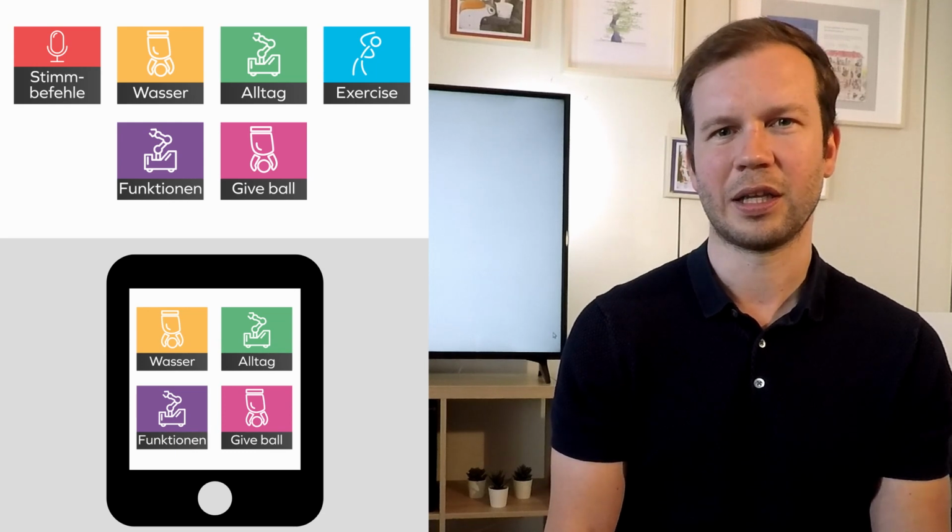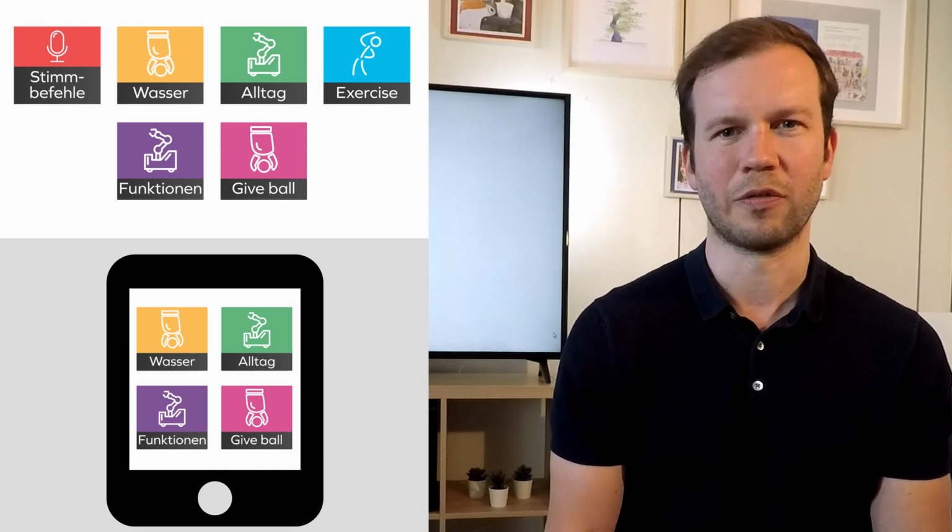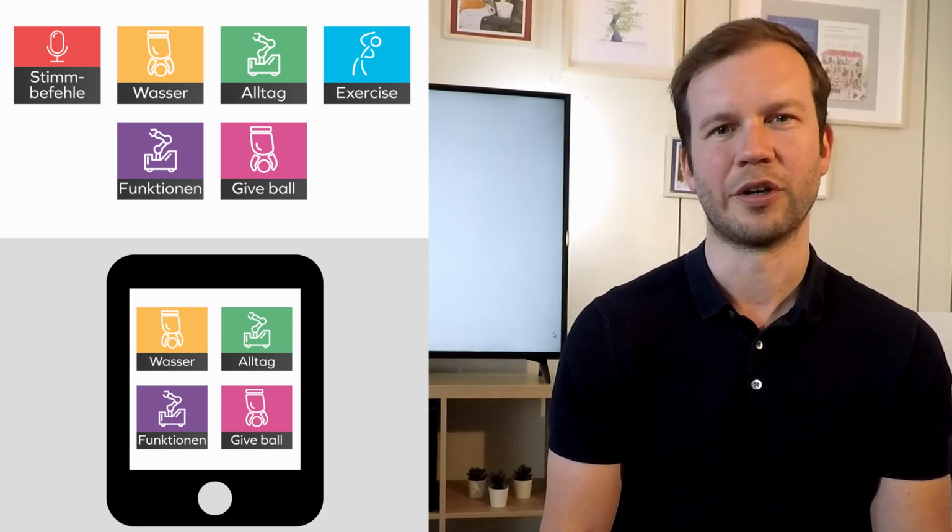The third level of interaction with Leo is very easy. You have some icons on a tablet that you can press to start and stop different functions of Leo, for example, giving a bottle of water to the user or telling the weather situation at the location.